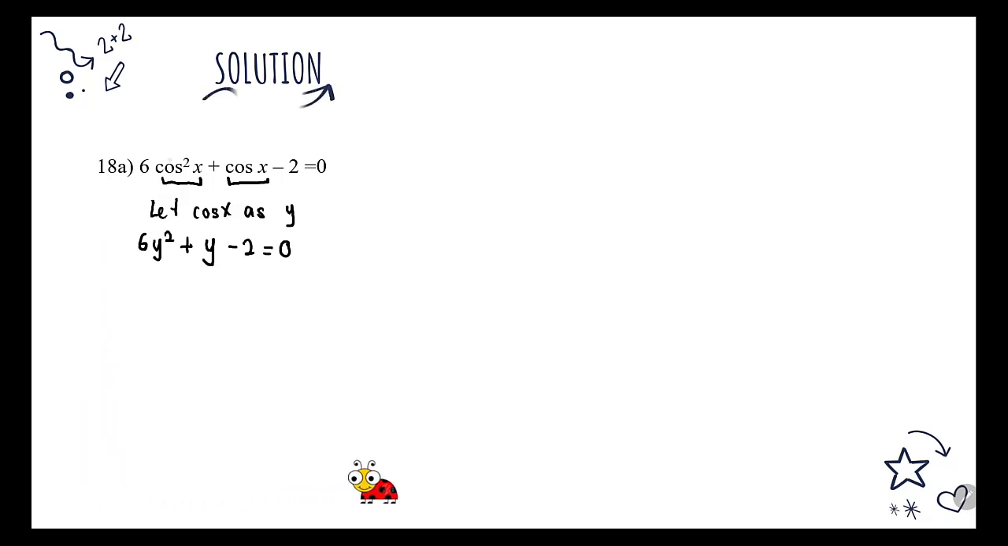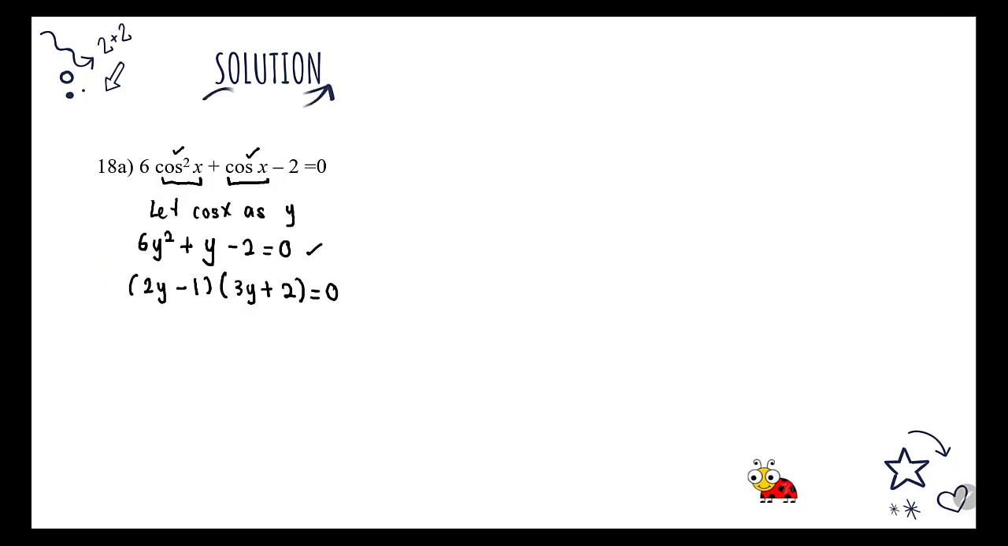So remember, students, when you get the same trigo function, that means both of these are cos or sine or tangent, we just need to let them be y or any alphabet that you prefer, so that you can change this to a quadratic equation. Once you change this to a quadratic equation, it will be easy for you to factorize. Just use your calculator. When you use your calculator to factorize 6y square plus y minus 2 equals 0, you will get 2y minus 1 multiplied by 3y plus 2 equals 0.